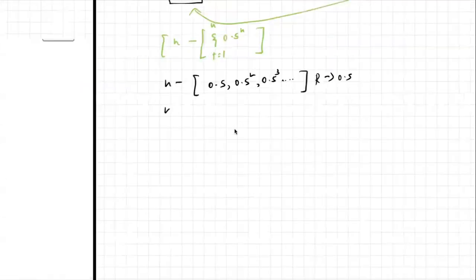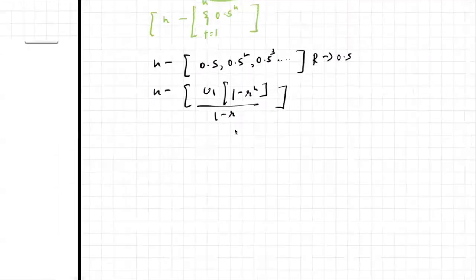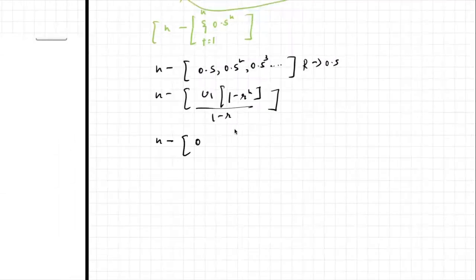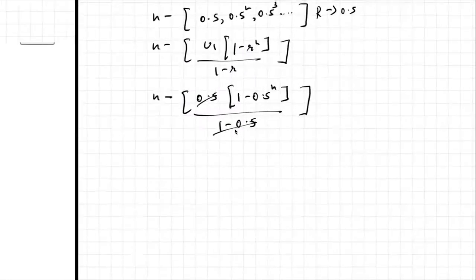And since I've got the common ratio, let's do the whole thing again. Where sum is equal to u1 into 1 minus r to the power of n by 1 minus r. And if you simplify this further, you will get n minus 0.5, 1 minus 0.5 to the power of n by 1 minus 0.5. And this would be 0.5, 0.5 get cancelled, and what you're left with would be n minus 1 minus 0.5 to the power of n.